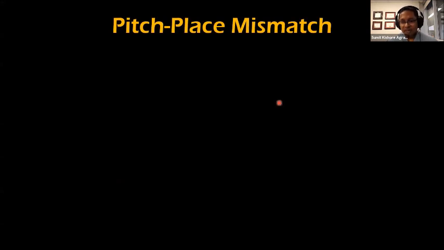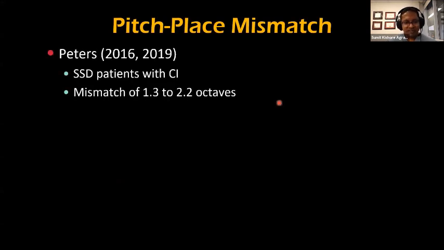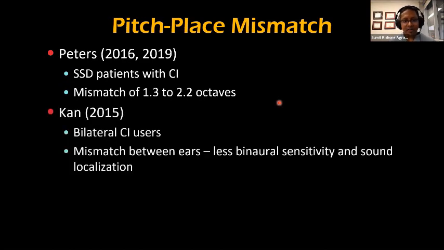So what does this mismatch do? Well, we've known from other studies that in patients with single-sided deafness, they can actually have a mismatch of 1 to 2 octaves when you look at the cochlear implant side versus their hearing side. Looking at bilateral cochlear implant users, if there's a major mismatch between the two implants, that can lead to less binaural sensitivity and sound localization.